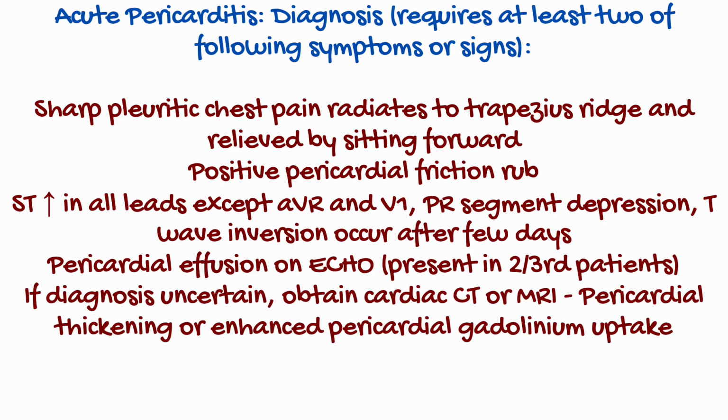If the diagnosis is uncertain, obtain a cardiac CT or MRI, and you'll have pericardial thickening or enhanced pericardial gadolinium uptake. So the gadolinium uptake means that there's inflammation. That's why you're having increased gadolinium uptake or contrast.